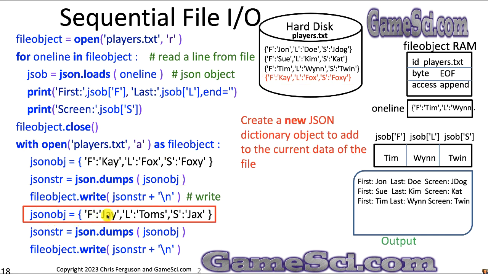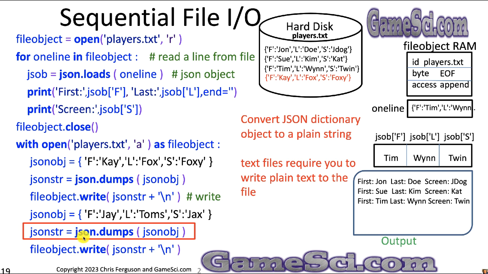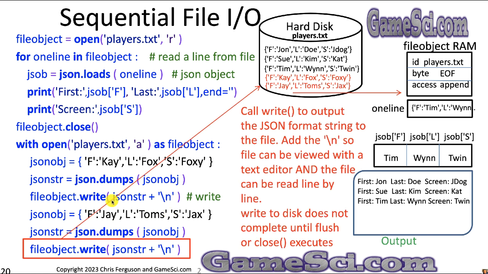JSON object equals FJ L Toms S Jacks. Create a brand new JSON dictionary object to add to the current data of the file. JSON string equals JSON.dumps JSON object. Let's convert the JSON dictionary object to a plain string. Text files require you to write plain text to the file. All I'm doing is making a text string that I can output to the file. File object.write the JSON string plus a \n. Let's call write to output the JSON format string to the file, and you can see the new string shows up at the end of the file.